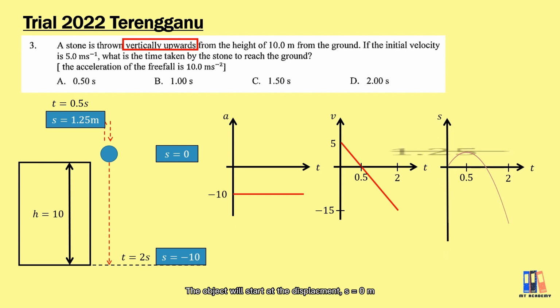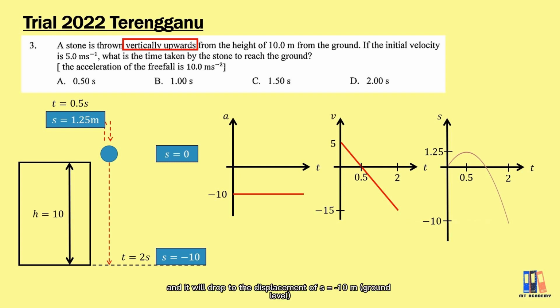The object will start at the displacement of 0 meter, and it will reach the displacement of 1.25 meters at the time of 0.5 seconds. And then it will drop to the displacement of negative 10 meters at the time of 2 seconds. And here, you can also apply the knowledge of quadratic equations to obtain the second time the object reaches the displacement of 0 meter, which is equal to 1 second. So it will be quite interesting if you can find out all the values here.